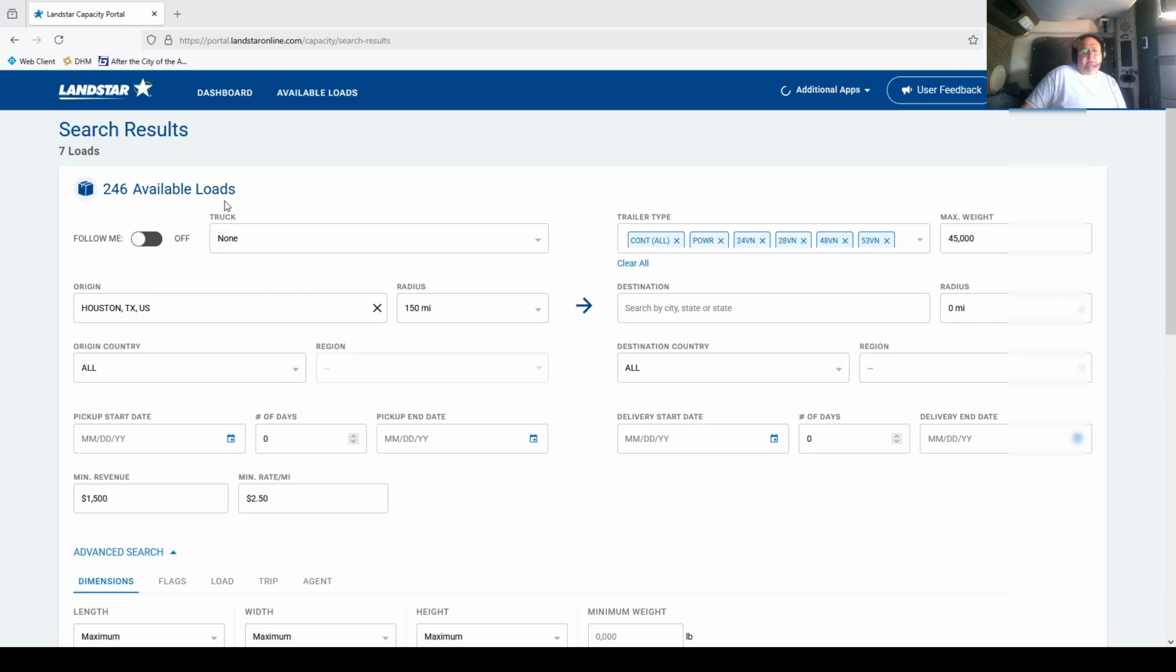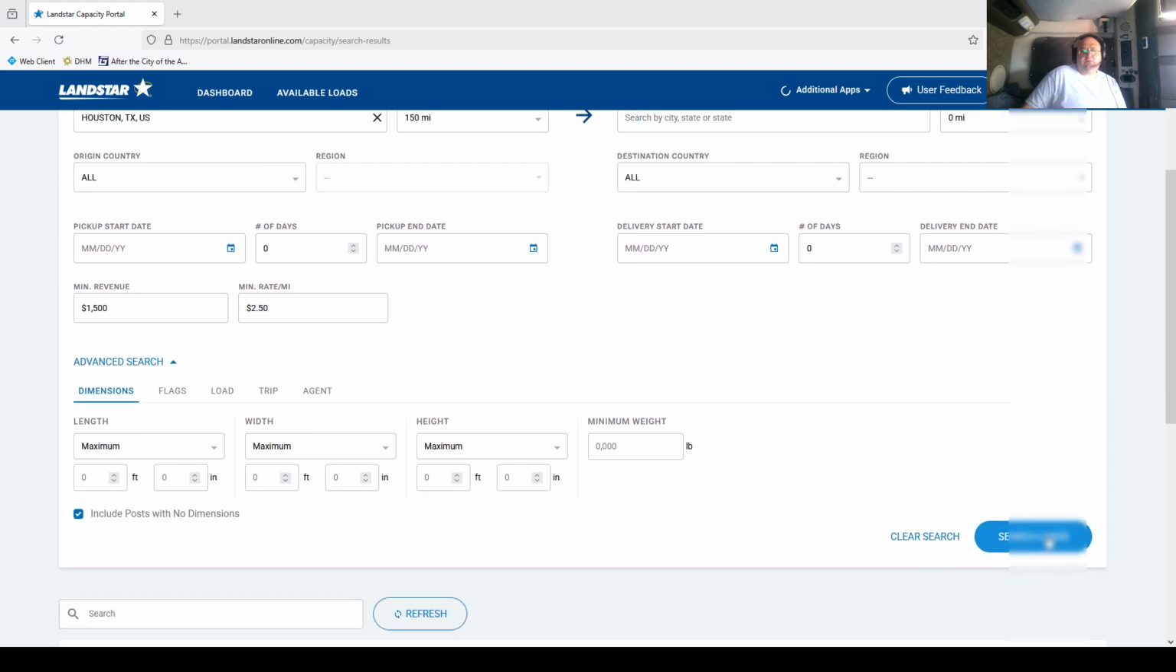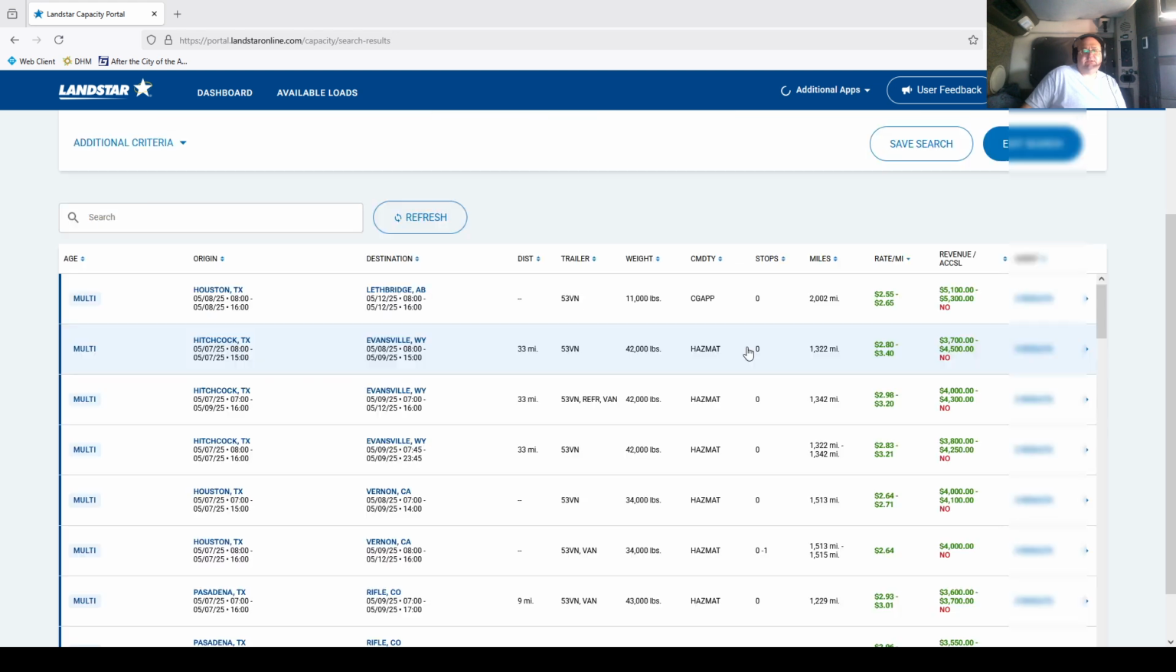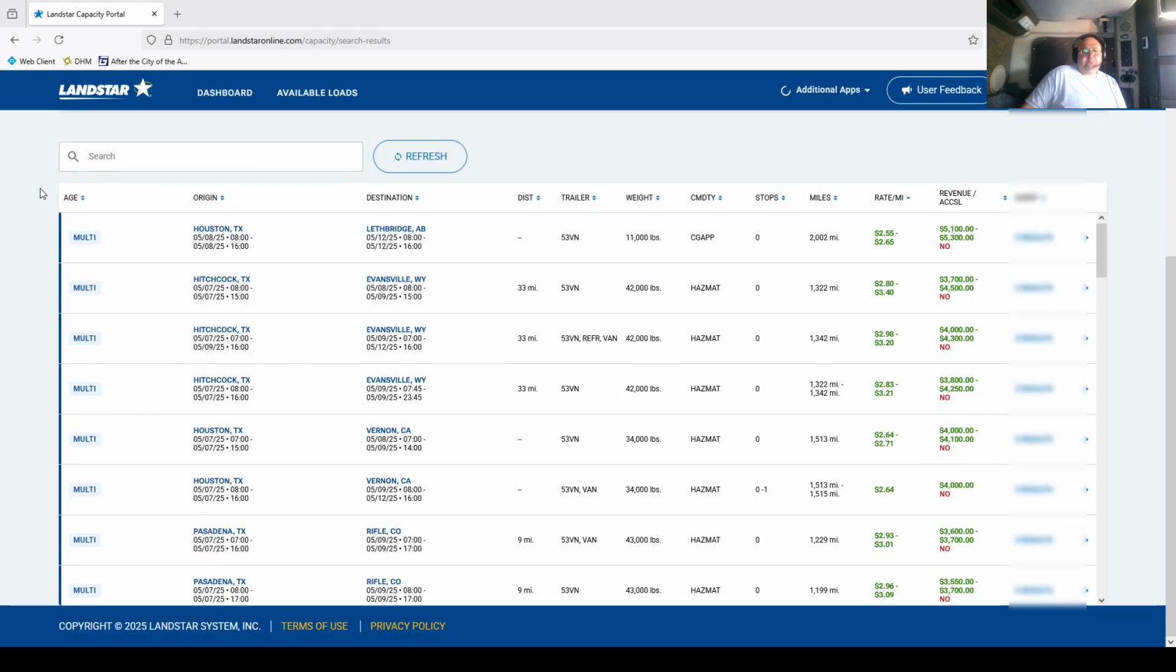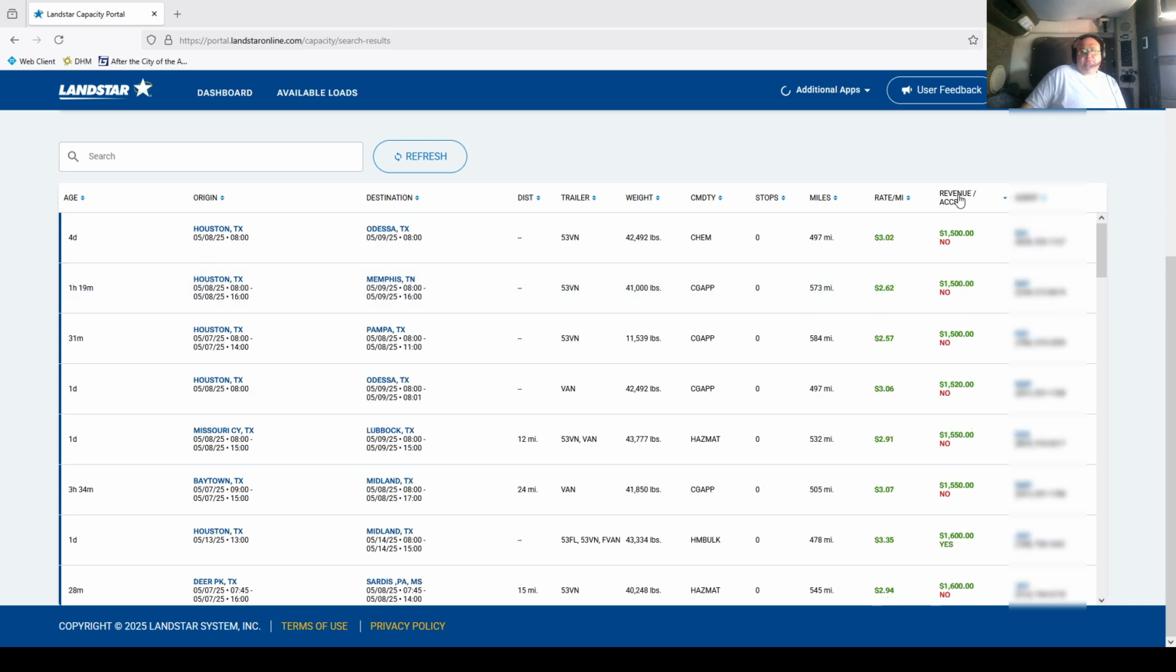Usually whenever I have that many results, I'll start increasing the parameters to shorten the list. Oh my goodness, Canada. I don't know. Maybe you want to run Canada. We're not. We're going to leave Canada loads in there. So, 250 a mile. Let's sort these loads. Let's look by total revenue.